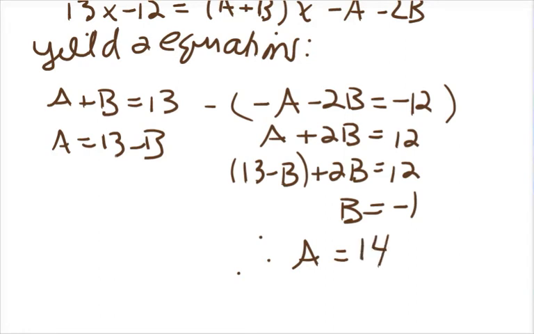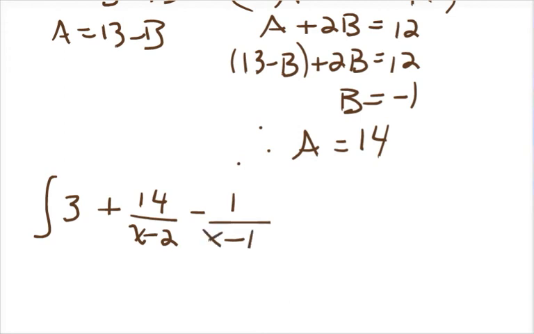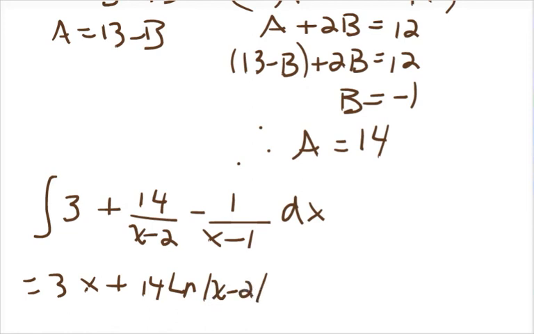So let's put that all together in an integral now. Here's the simple polynomial piece, and the partial fractions is 14 over x minus 2 minus 1 over x minus 1 dx. And take the integral of that, I get 3x plus 14 ln of the absolute value of x minus 2, and then minus ln of x minus 1 plus a constant. And that's your answer.